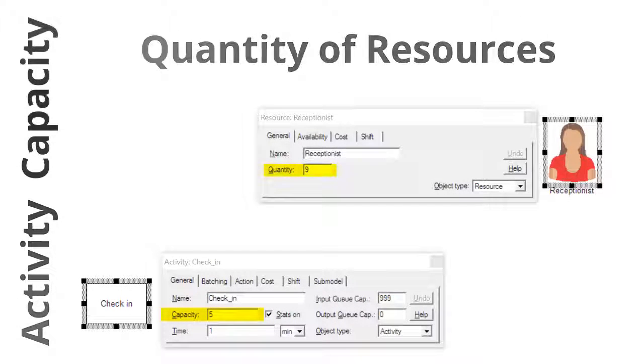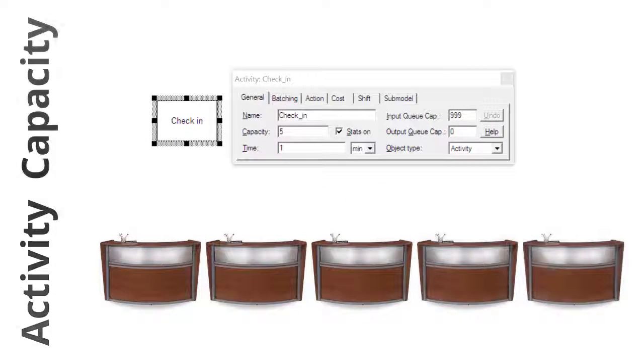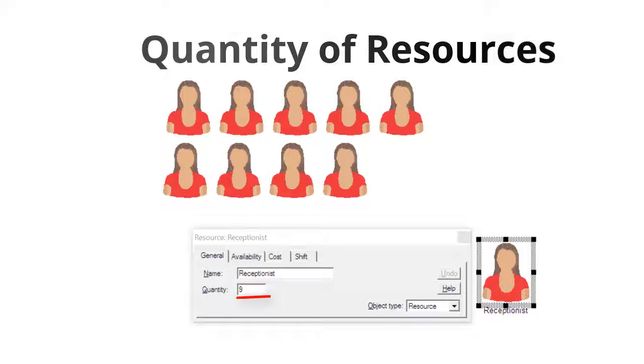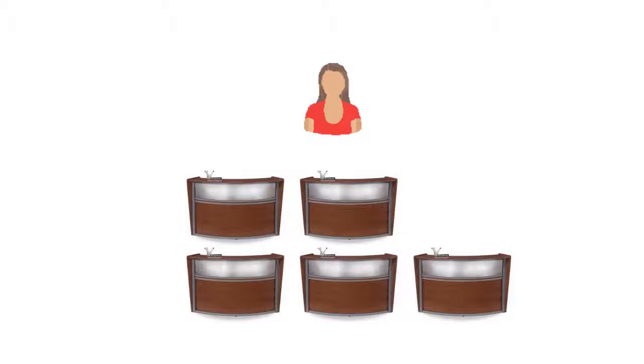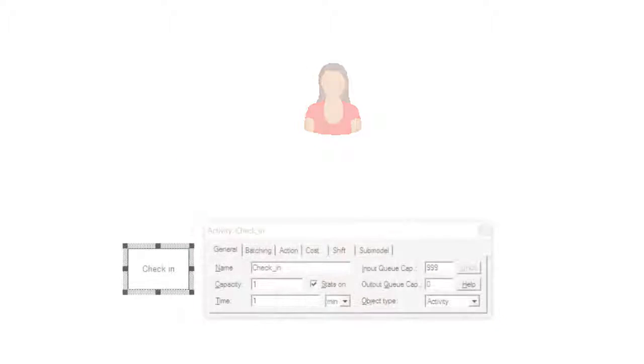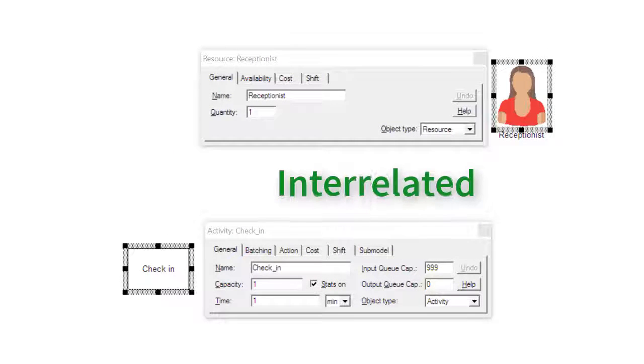How does capacity of activities relate to quantity of resources? Capacity is the maximum number of entities that can process simultaneously at an activity. Quantity of resources is, in this case, the number of similar resources available for assignment. If I had 9 receptionists and had a capacity of 1 at admitting, 8 receptionists would remain unused. On the other hand, if I had 1 receptionist and a capacity of 5 at admitting, 5 check-in stations, then 4 of those stations would always go unused. The capacity of the activity and the quantity of resources are interrelated.